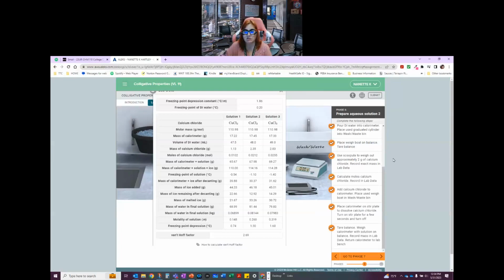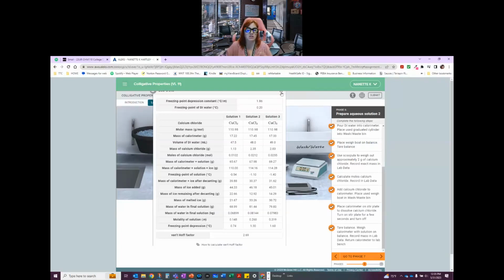So this is for Virtual Lab 11, Colligative Properties. So we'll talk through that. I'm going to go ahead and share my screen so that you can see what we're talking about. Now, this particular experiment, there's a lot of steps to it, but it's not particularly complicated.